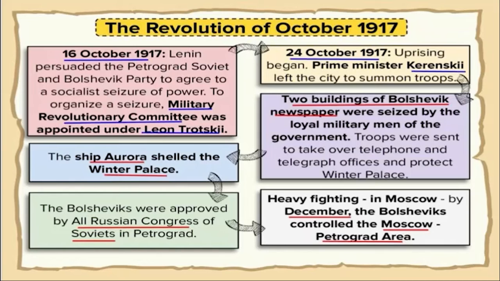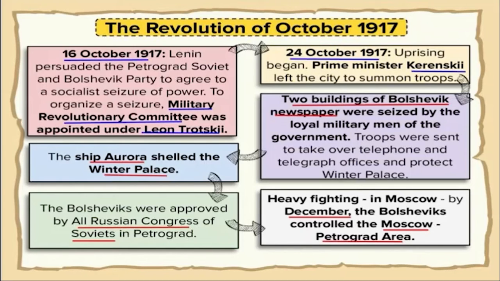Now, to organize this seizure or taking back of the power, a Military Revolutionary Committee was appointed under Leon Trotsky. Okay, so Leon Trotsky was the leader of the Military Revolutionary Committee. Now, on 24th October, there was an uprising by the Bolsheviks. The Prime Minister during that time was Kerensky. He left the city to summon the troops. He said that, okay, I'm leaving right now. I'll bring my troops and cavalry.